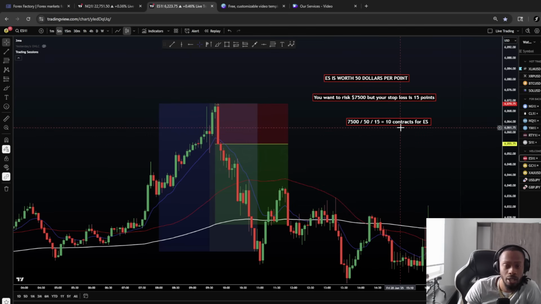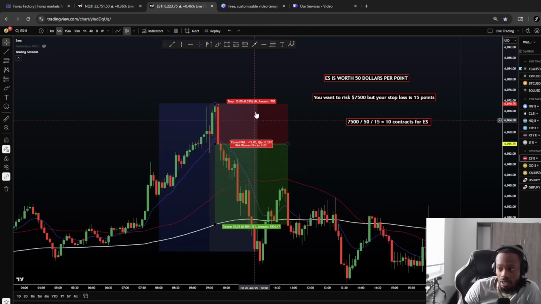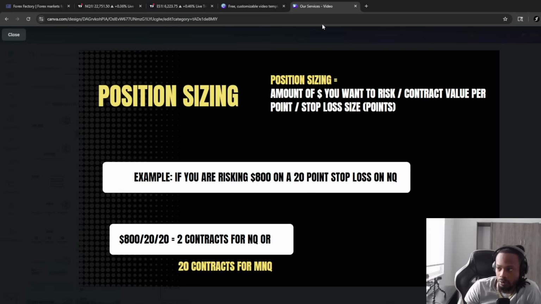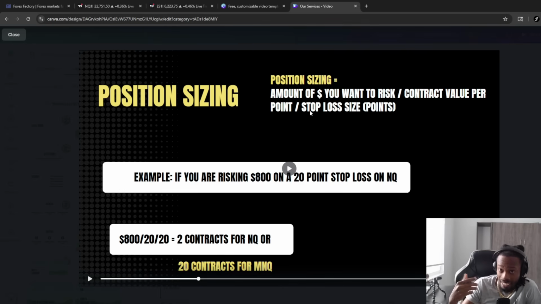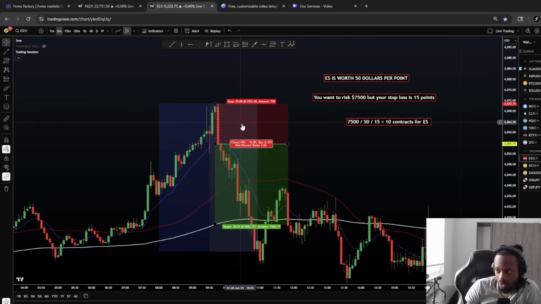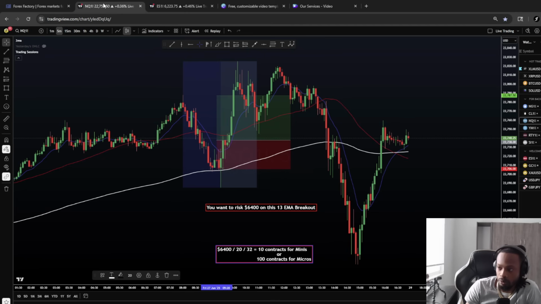Okay, you only need to be putting on 10. This stop loss is a little larger, so if I have a smaller stop loss, I could potentially put more contracts on. Okay, let that be known. But again, the equation is very simple. The dollar amount you want to risk, divide that by the contract value per point. We know ES is $50 per point. And then how big is your stop loss size? Let's go to the next one.